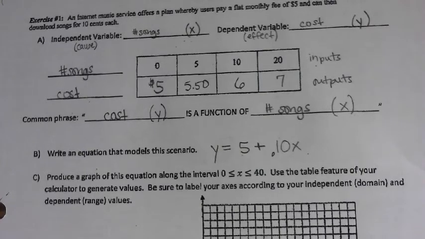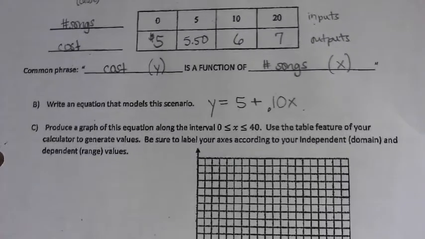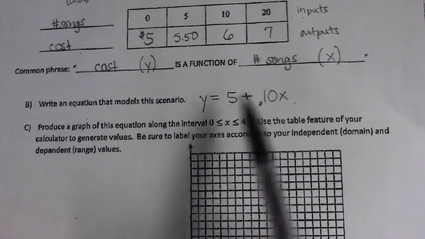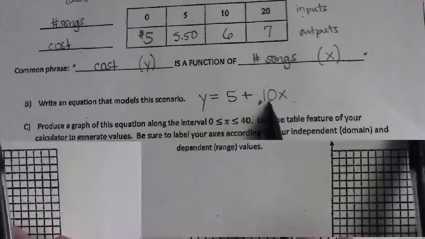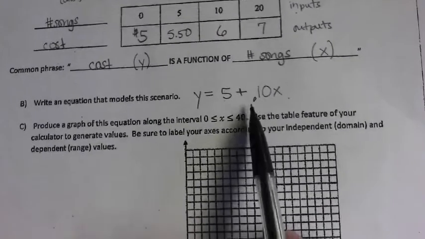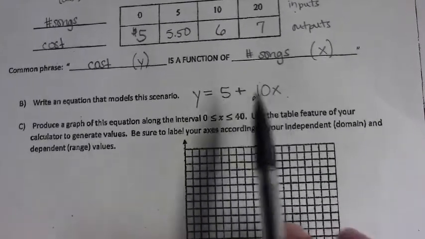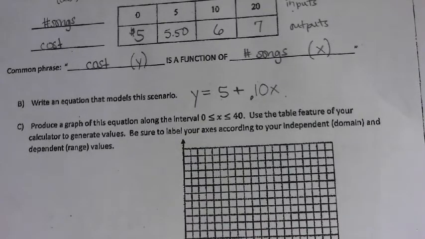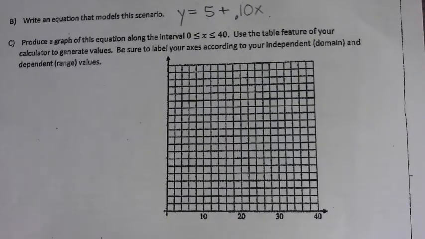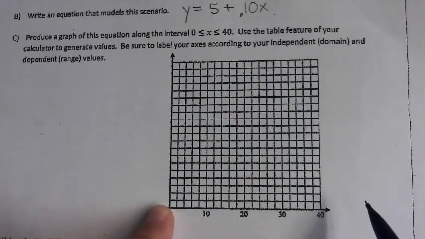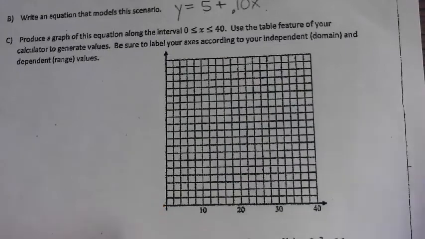Good. All right, so if we're going to create a graph of this, I hope you all recognize this as a linear equation, right? Y equals mx, your slope, that's the rate of change per song, plus your y-intercept, your initiation fee. So you should all recognize this as linear. Now, we are not going to start at 5 and go up 10 cents over one song, for 40 songs. That would be asinine, right?